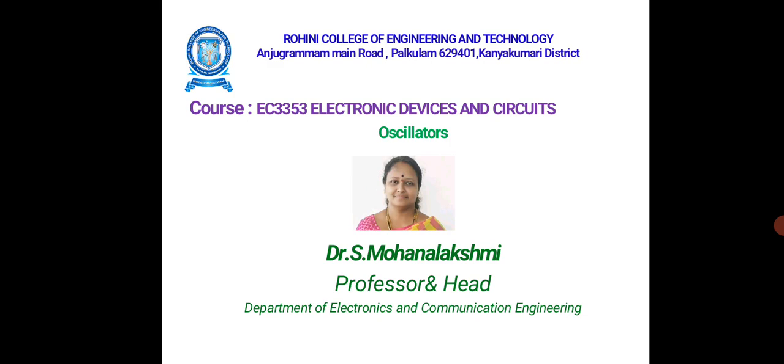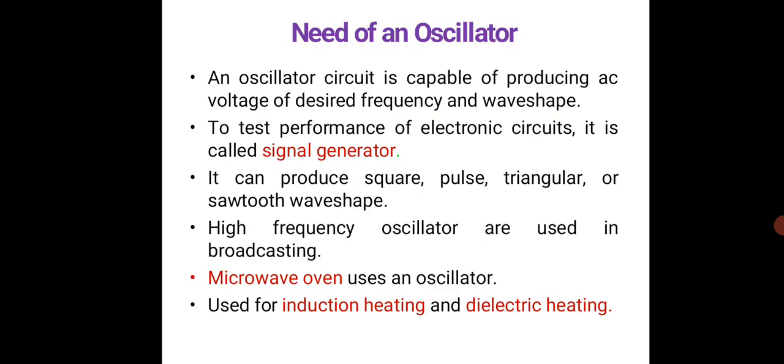So in this lecture, we'll see about the oscillators. What's the need of an oscillator? What is the basic criterion you require? And all those things. So what is the need of an oscillator? It is a circuit which is capable of producing AC voltage of desired frequency and wave shape.